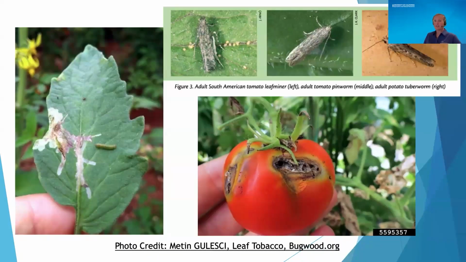There are several lookalike pests. As with a lot of these invasives, we want to make sure that we're checking all parts and all types of pests. Up here in the picture, this is a South American tomato leaf miner next to an adult tomato pinworm and adult potato tuberworm. You can see they look pretty much identical.